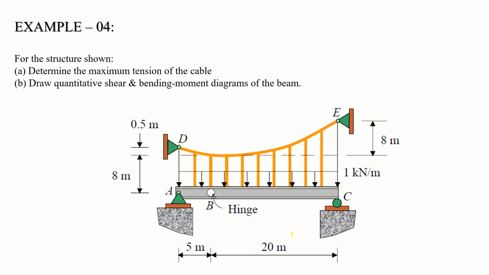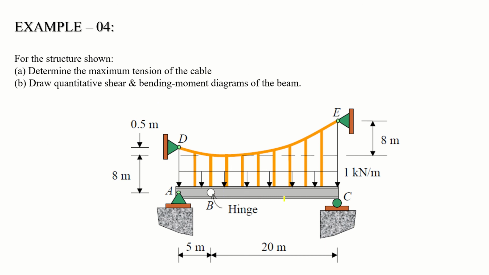Now coming to the next example, another cable subjected to a uniformly distributed load. For the structure shown, determine the maximum tension of the cable. Now you have to determine the maximum tension in the cable and draw the quantitative shear and bending moment diagrams of the beam for this beam.